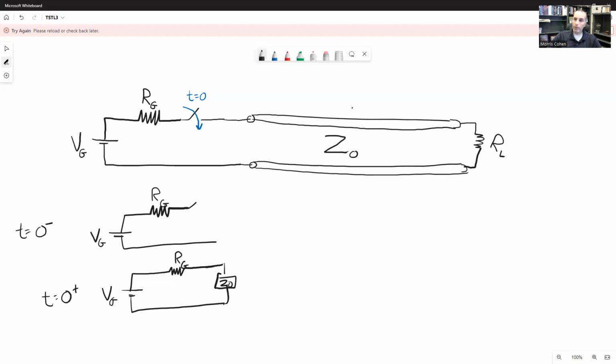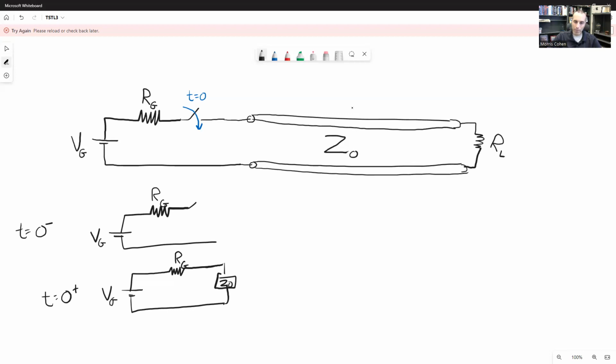All right, now what we've got right here looks like a resistor divider, right? And that we've got VG, which is going to create a current across a combination of RG and Z0. Remember, Z0 has units of ohms, so it looks like it's a resistance, even though it's not really a resistance. So the first question you want to ask is, what voltage is going to appear across Z0, across the transmission line?